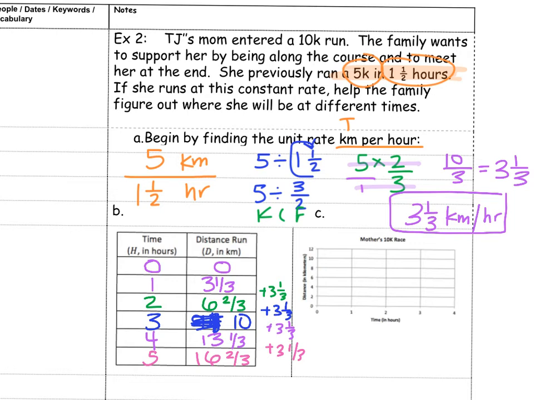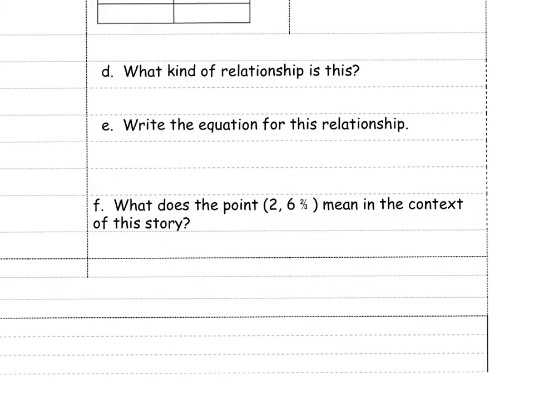So my graph is already set up for me, so we're just going to fill in what we can. We have the point 0, 0, 1, 3 1/3 we have to estimate. 2 is 6 2/3. 3 is an even 10. And then 4 is off my chart. So I'm just going to connect the dots I have. And I drew it freehanded. It's not perfect, but it is a pretty decently straight line.